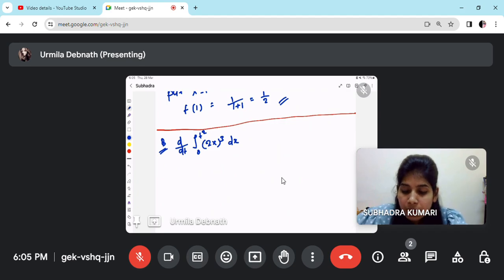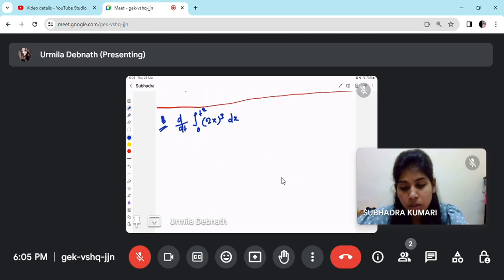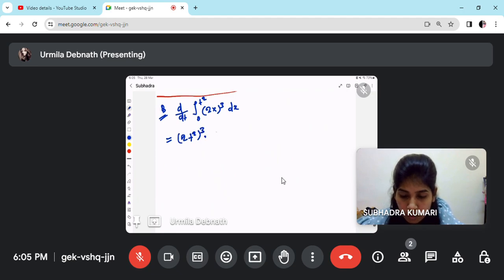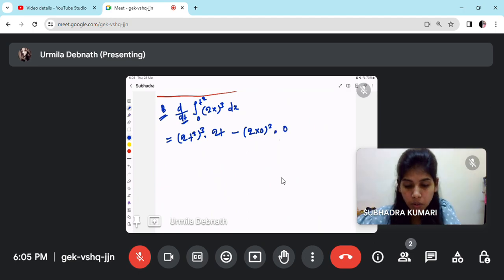So in this case we can use the Newton's Leibniz concept here also. Directly put t square in place of x, so (2t square) cube, then differentiate t square with respect to t, that is 2t. Then put the lower limit 0, 2 times 0 whole cube, and differentiate 0 with respect to t, that will also be 0. Now simplify it.